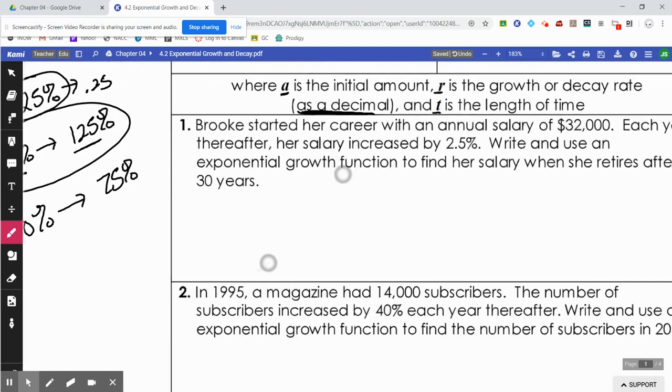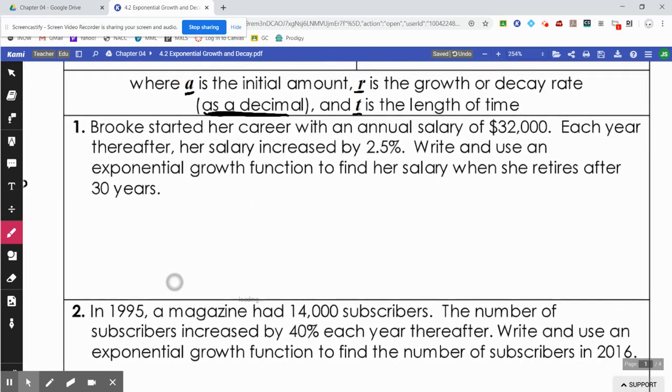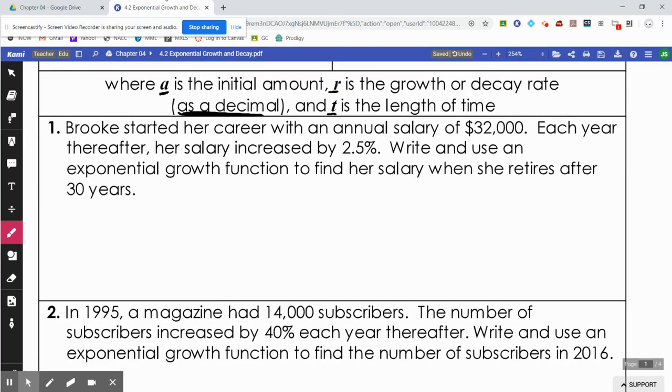That's the time. So your first problem, Brooke started her career with an annual salary of $32,000. Each year thereafter, her salary increases by a rate of 2.5%. And notice it says each year thereafter, not just once, but every year it's going to increase by that rate of 2.5%. Write and use an exponential growth function.